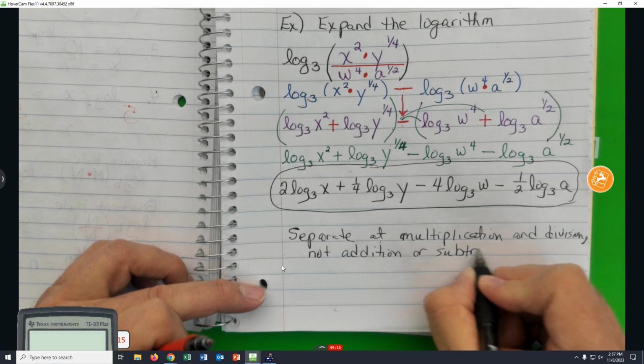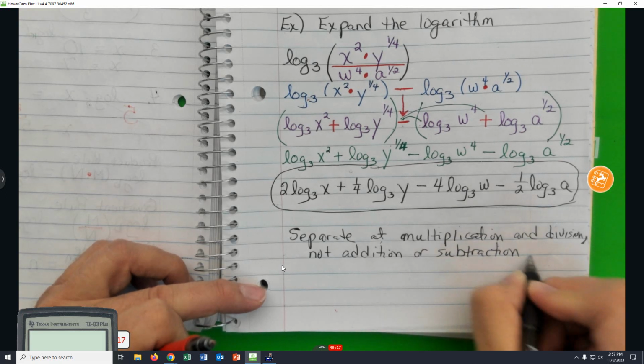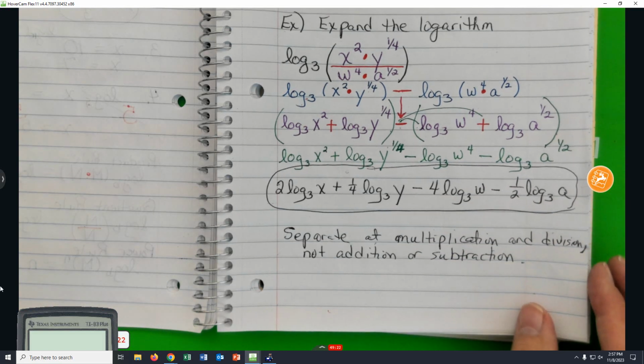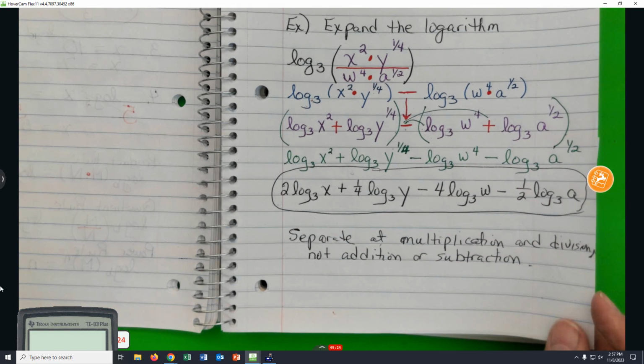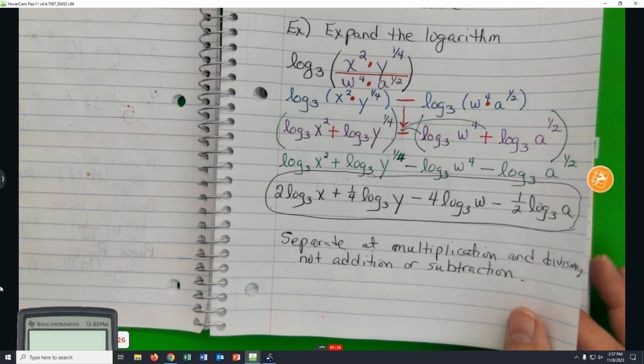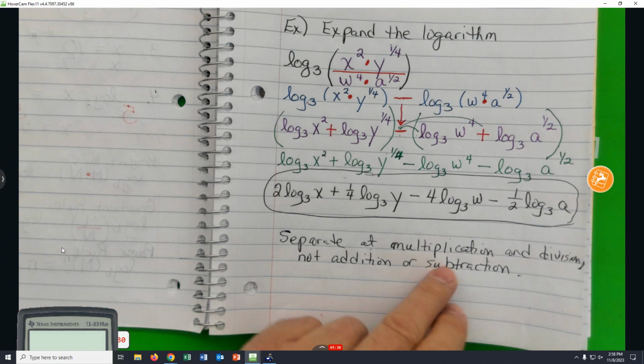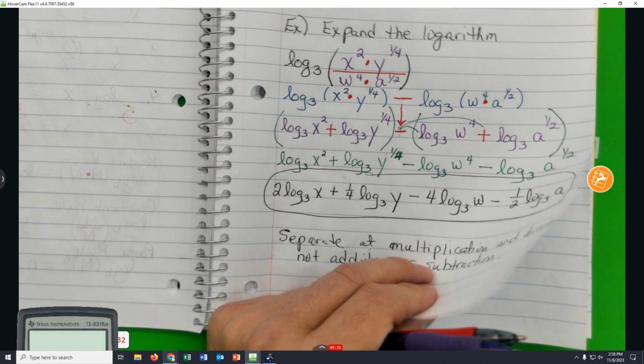If you have a plus or minus in the argument, in the thing that follows the log notation, you're going to be stuck with that plus or minus in your expansion. And we'll see that in a moment, but let's just make sure that y'all get the hang of it.